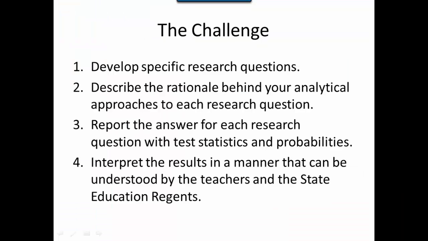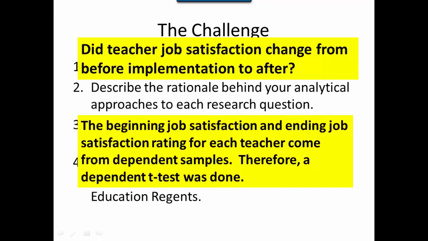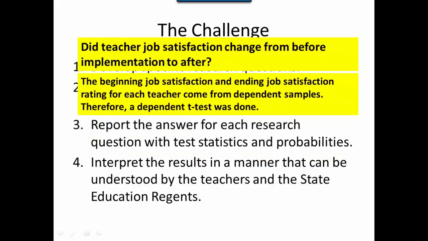Let's go back to the original assignment, or the challenge that was given. First, I was asked to come up with a research question, which I did. Next, I need to describe the rationale behind the analytical approach I took. I need a statement about why I did a dependent t-test. I need to make it really clear that there was a relationship between the data in sample 1, the pre-survey, and the data in sample 2, the post-survey. So I would write something like: the beginning job satisfaction and ending job satisfaction rating for each teacher come from dependent samples. Therefore, a dependent t-test was done.